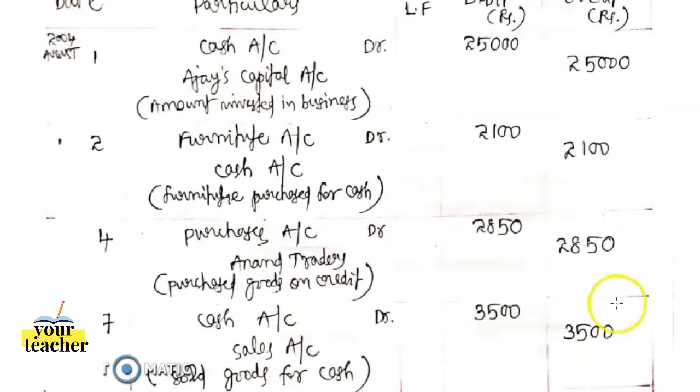Now on 7th, there is cash sales. So you are selling some goods and you are getting cash. Whatever comes in needs to be represented on the debit side.